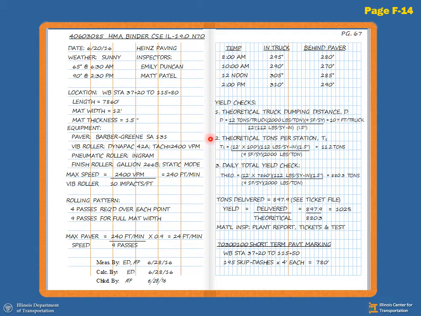Yield checks are required for HMA materials, so here we have a good section on yield checks. We will cover yield checks here in just a little bit. We also had short-term pavement marking, so we had that pay item number, description, location, and here's our calculation for our quantity. All in all, a very good field book page. Here we have our measured by, calced by, and checked by with our manual initials and manual dates as required by all paper source documents.